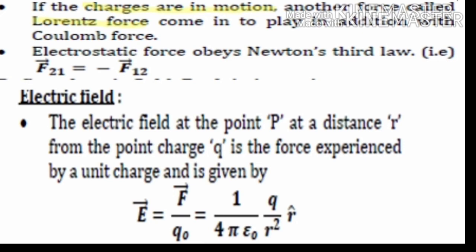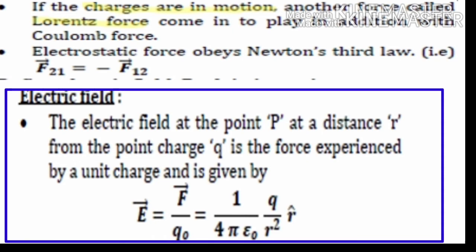The next point relates the electrostatic force with Newton's third law. According to Newton's third law, for every action there will be an equal and opposite reaction. Likewise, the Coulomb force between the two point charges is also equal in magnitude but opposite in direction. So F21 vector is equal to minus F12 vector. So girls, these are some important points about Coulomb's law. These points we have discussed in the last class itself. This is a very important 5 mark question.